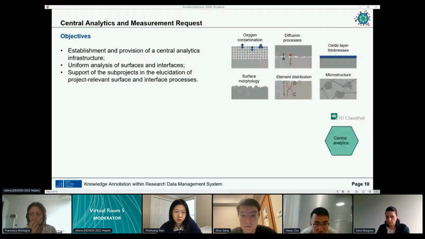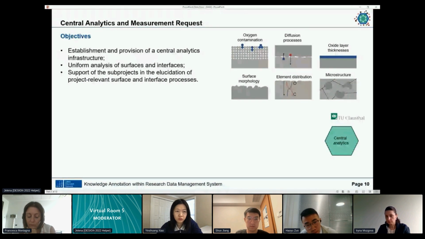The central service project Central Analytics from the Technical University Clausthal analyzes and describes the surfaces and interfaces investigated in the sub-projects in the CRC. The objectives here are to establish and provide a central analytics infrastructure, to carry out a uniform analysis of surfaces and interfaces, and to support the sub-projects in their specific research of surface and interface processes.